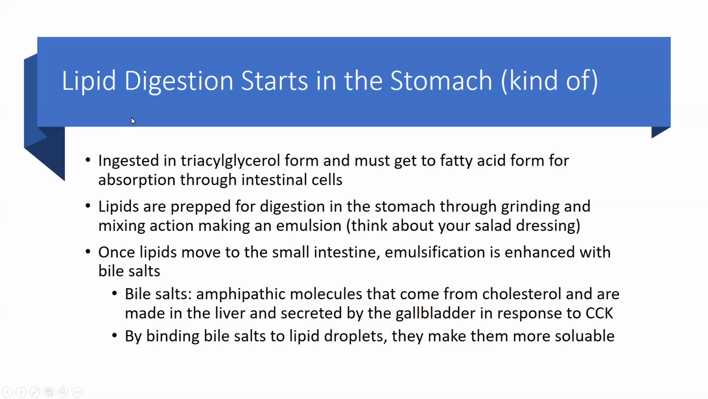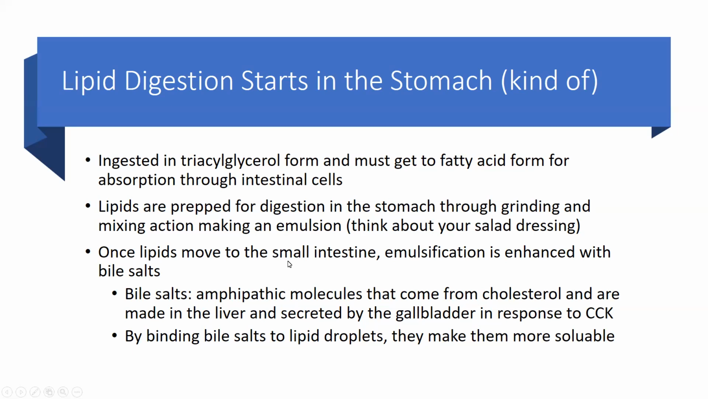Lipids are prepped to be digested in the stomach, and that's through the churning, the grinding and mixing that makes an emulsion. Think about your vinegar and oil in a salad dressing, right? When you add oil to your vinegar mixture to make dressing, if you just combine them without mixing them at all, they'll stay separate. But if you shake or stir or try to emulsify it, it's the same thing that the stomach's doing. It's emulsifying your fat, your hydrophobic stuff, with your hydrophilic stuff. You're just making a big nasty salad dressing in your stomach. Your vinegar is your HCl, and whatever you ate as fat is your oil.